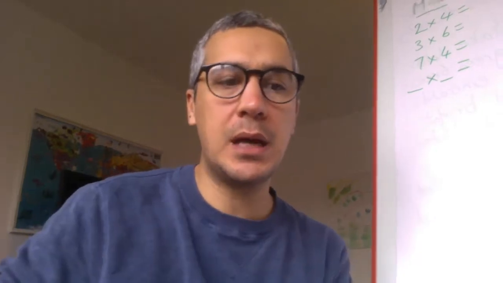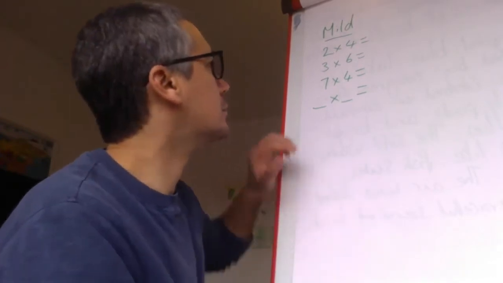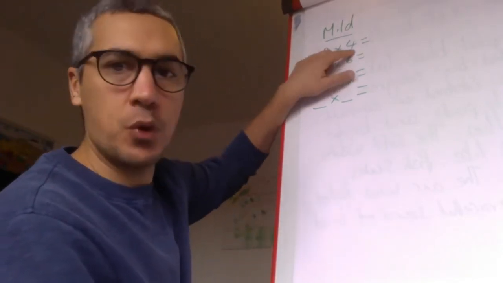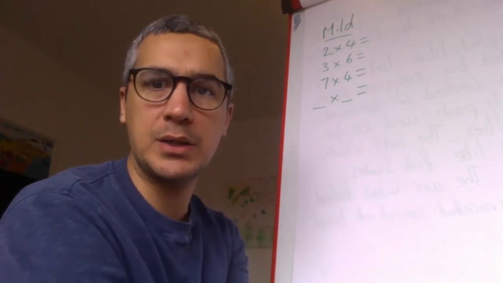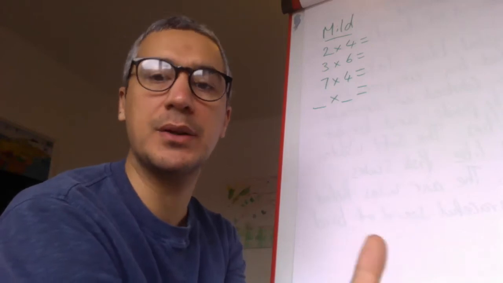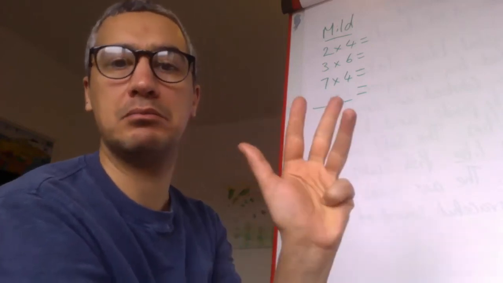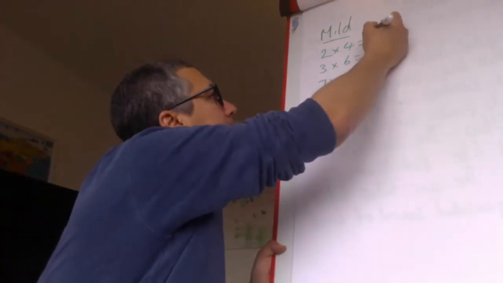Okay, so I'm going to start off with a couple. So my first one is 2 times 4. So 2 times 4 is one of those ones that I know I can do in my head. I've 2 lots of 4. I can count in twos. So I'm going to go 2, 4, 6, 8. 4 fingers, 2, 4, 6, 8. So I know the answer to that is 8.